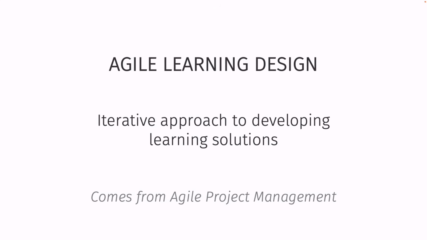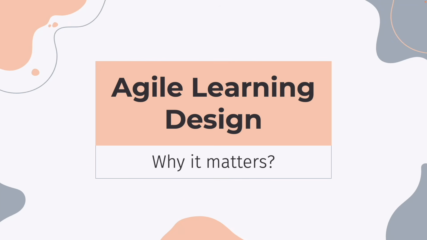It borrows its thinking from Agile project management most commonly used in software development. The idea is simple. Instead of spending months designing a perfect course or a learning program and then launching it all at once, you build in small, testable chunks, gather feedback early, and make improvements as you go. Agile learning design uses short feedback loops, constant collaboration, and progress that happens in sprints, small cycles where you build, test, and refine.